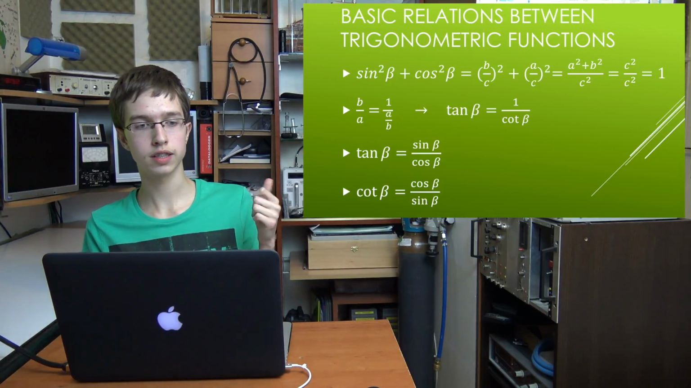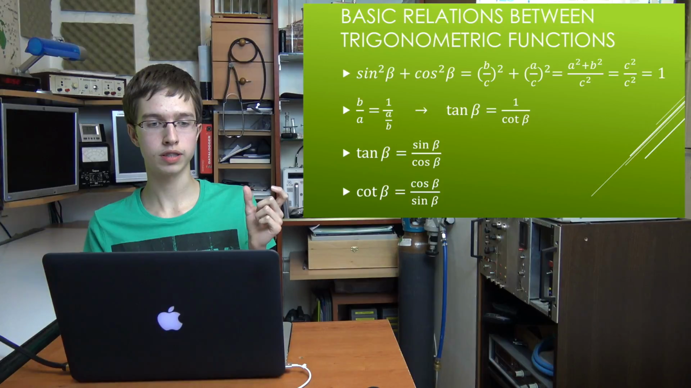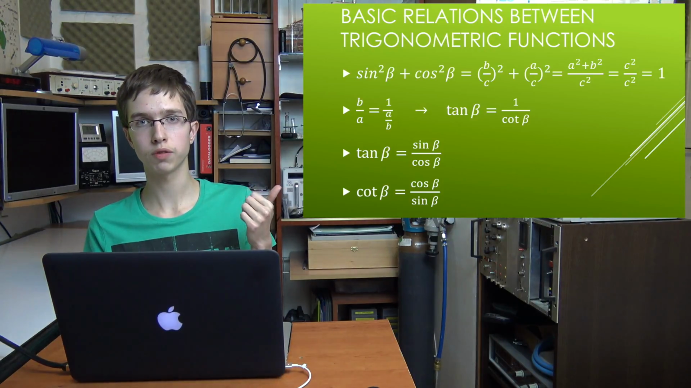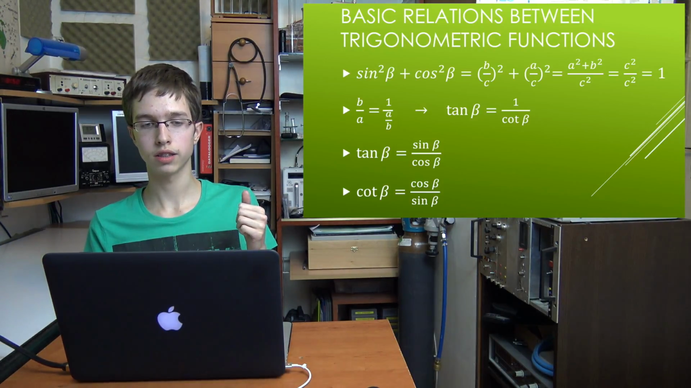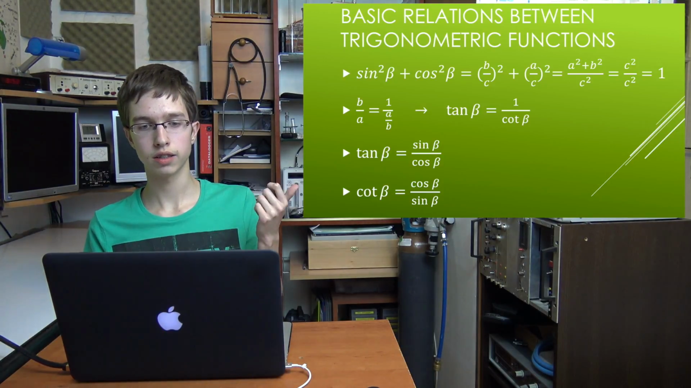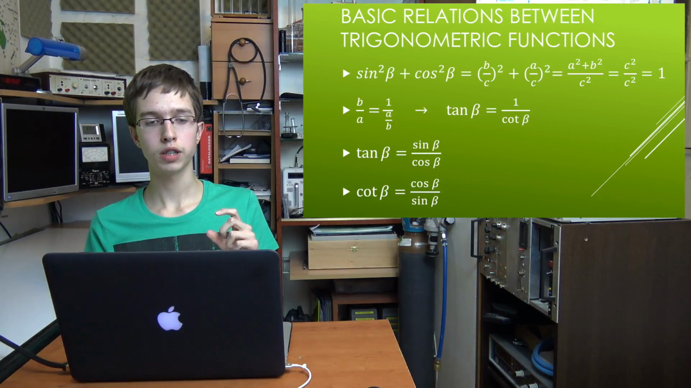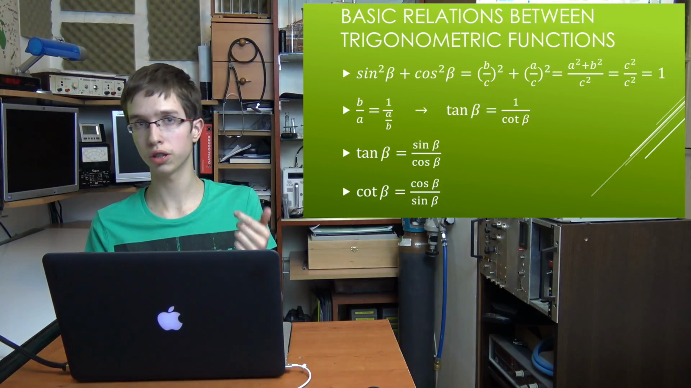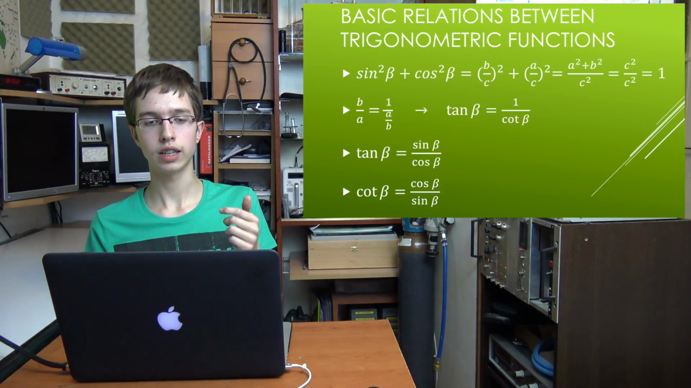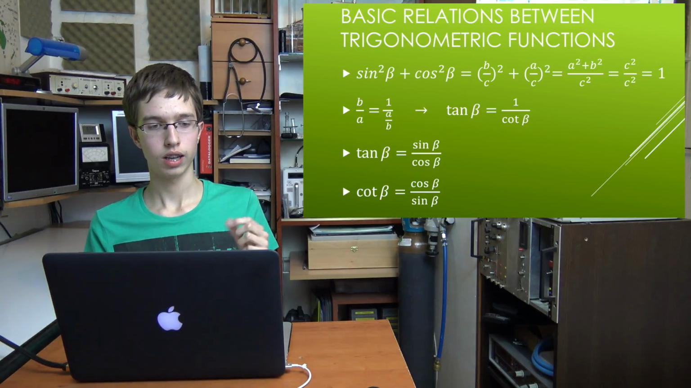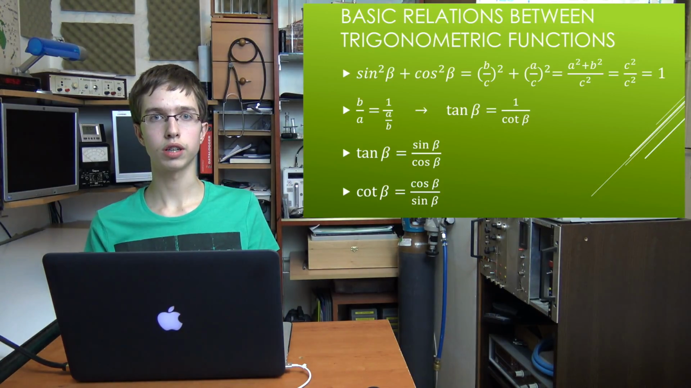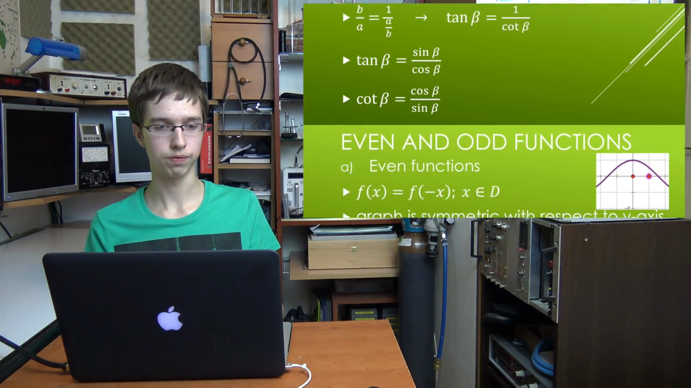And here we have these two formulas for sine and cosine beta derived from the right triangle we've seen on the last slide in the last example. And we get that one. We have also this second relation where b over a is tangent beta, which is equal to 1 over cotangent beta. And we have also the inverse situation that cotangent beta is 1 over tangent beta. And here we have these two relations for tangent and cotangent beta.